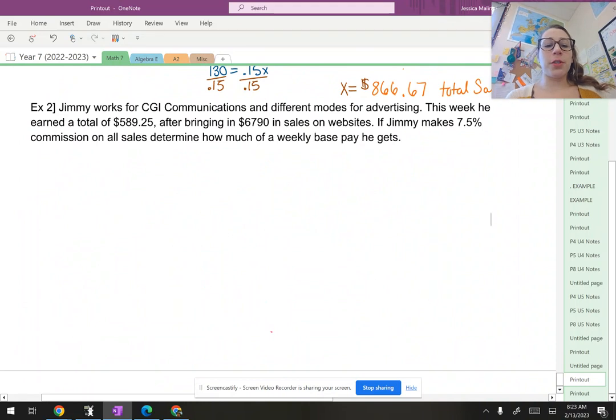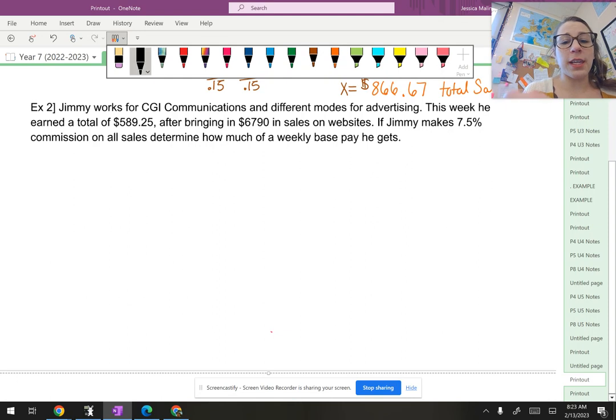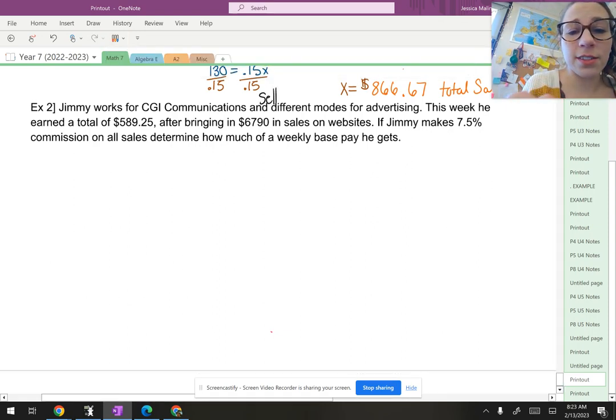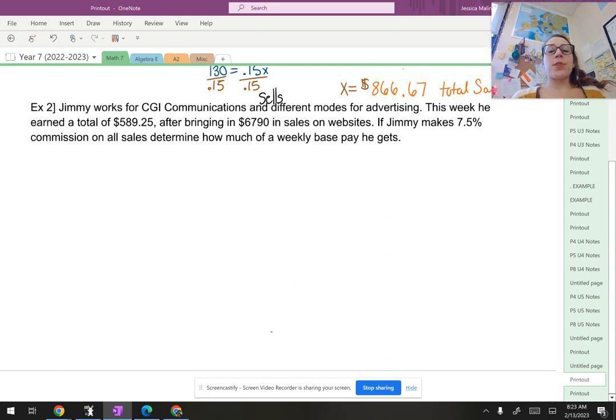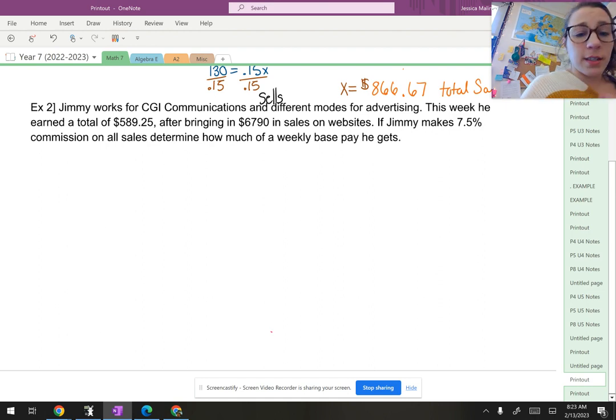So Jimmy works for CGI Communication, and there's a typo here. There should be "and sells different modes for advertising." This week, he earned a total of $589.25 after bringing in $6,790 in sales on websites. If Jimmy makes a 7.5% commission on all sales, determine how much of a weekly base pay he gets.